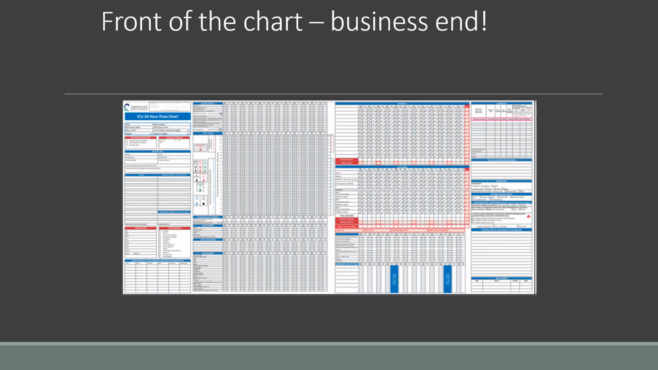So this is what the front of the chart looks like. This is the business end. This is where you're going to be spending most of your time. And we pride ourselves in the ICU on being diligent documenters. If it's not written down, it didn't happen. And that's basically the premise of all ICU clinicians. So everything that you do, everything that you note, all the care that you give must be documented.